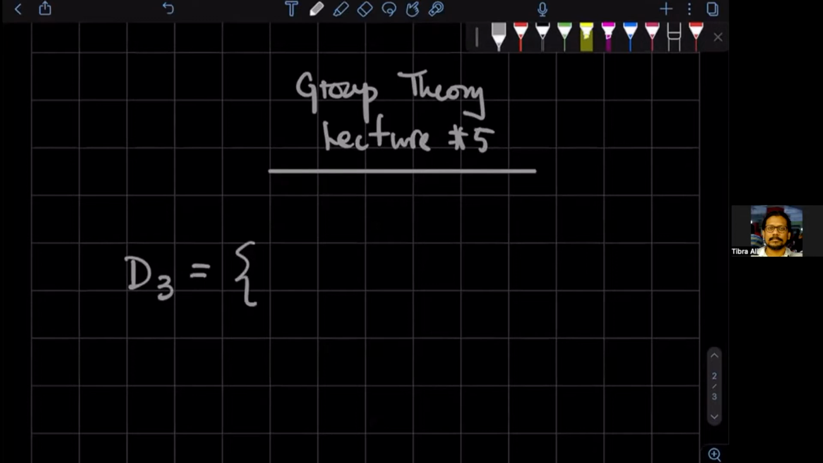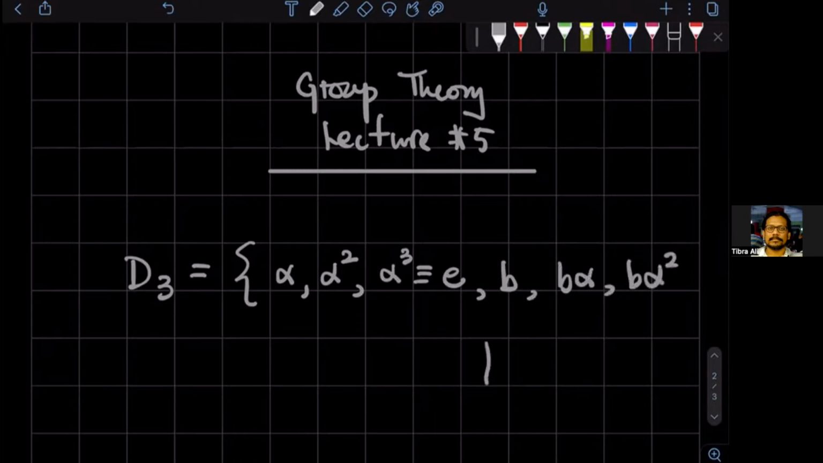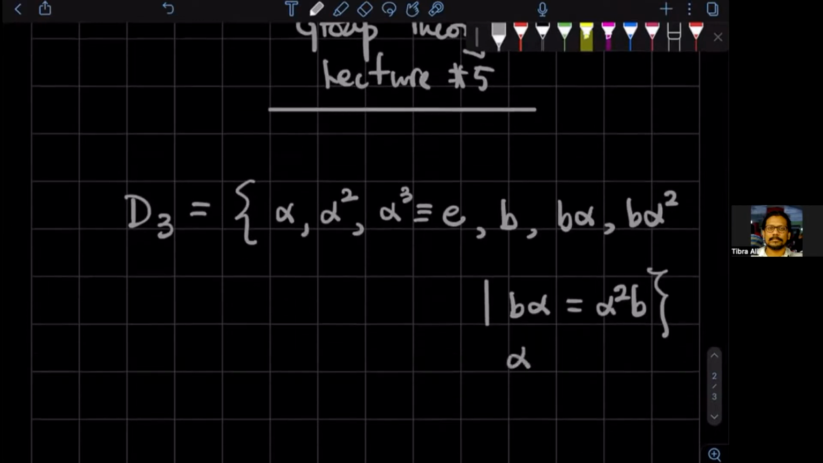So D3 consists of the rotation element alpha, and then alpha squared, and then alpha cubed is essentially E, right? And then we also have B, which is a reflection around one of the symmetry axes. And then we also have, say, B alpha squared. And we also have that B alpha is equal to alpha squared B, or the other way around. It could be that alpha B is B alpha squared, right?